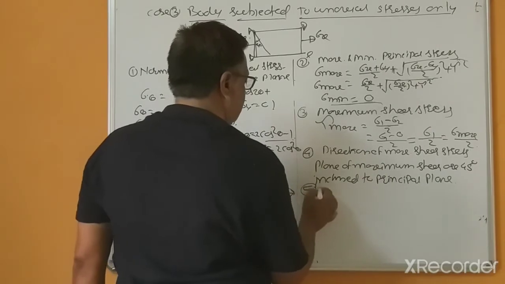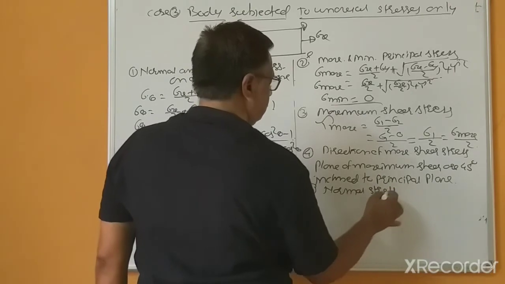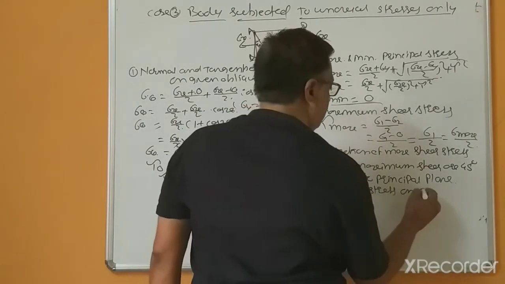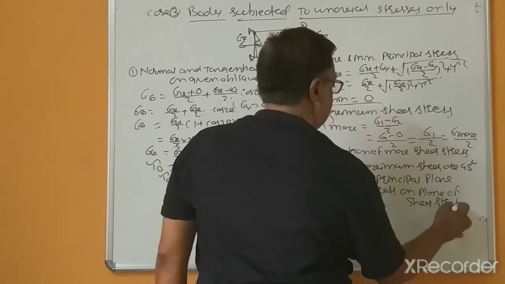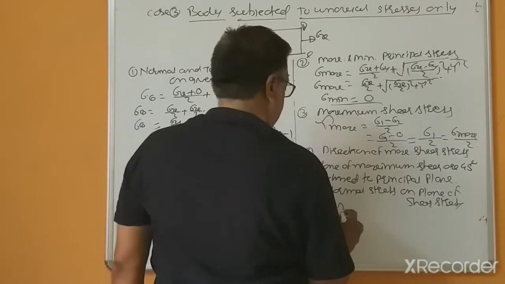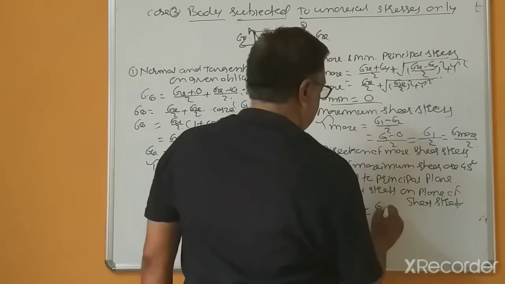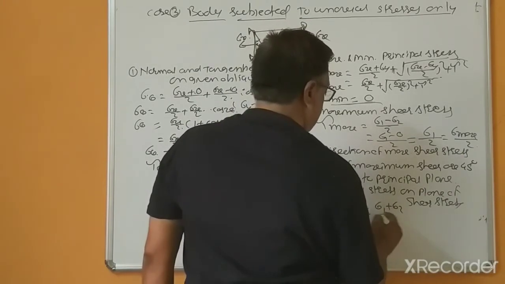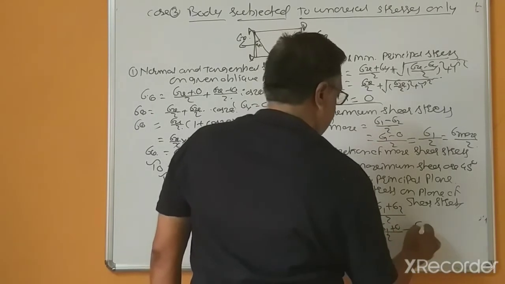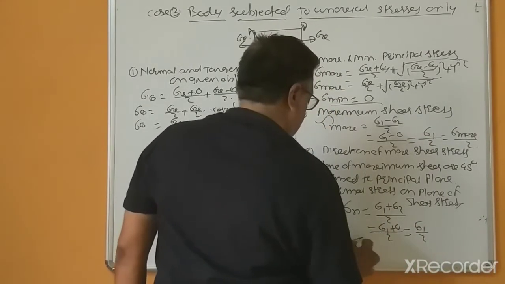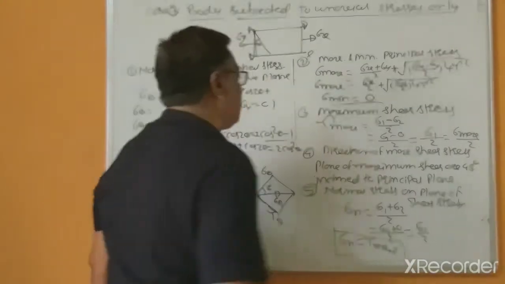So this is fourth, and fifth bit is normal stress on plane of maximum shear stress. So again, sigma n equal to sigma 1 plus sigma 2 divided by 2, so sigma 1 plus 0 divided by 2, sigma 1 by 2. So sigma n on the plane of maximum shear stress equal to sigma 1 by 2.